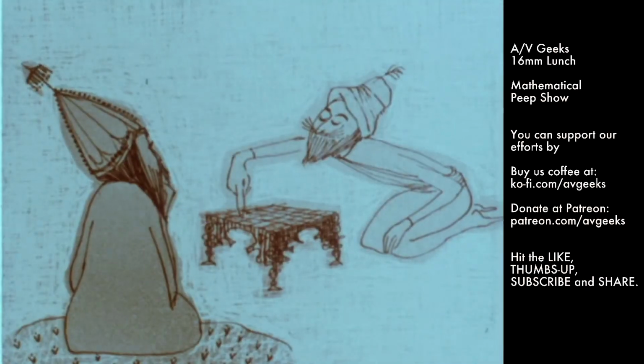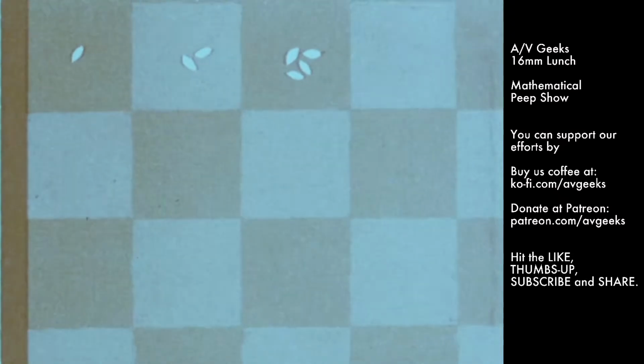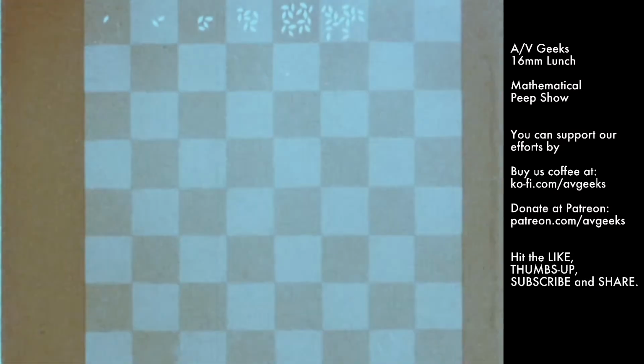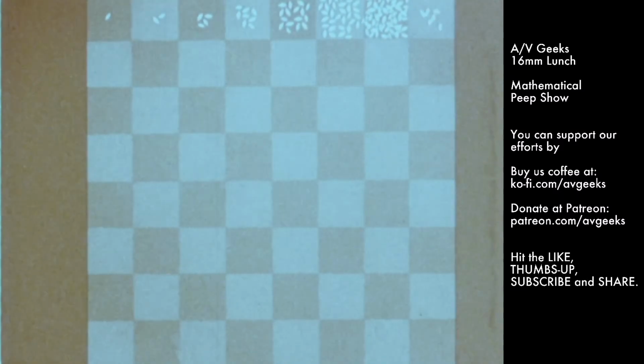What the Grand Vizier had asked was this: that 1 grain of wheat be placed on the first square of the chessboard, 2 grains on the second square, 4 on the third, 8 on the fourth, 16 on the fifth square, and so on, doubling the amount of wheat on each succeeding square until all 64 squares were accounted for.